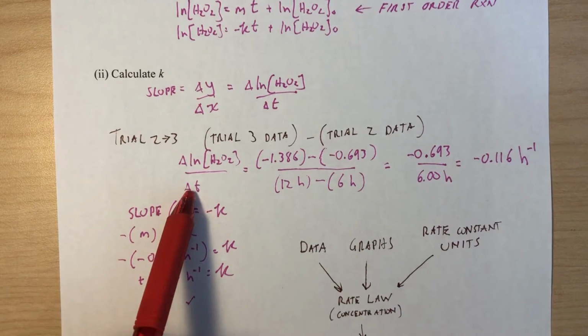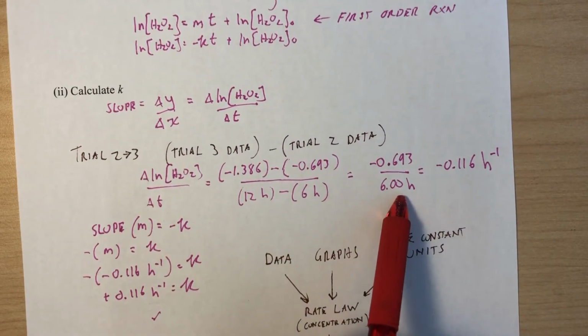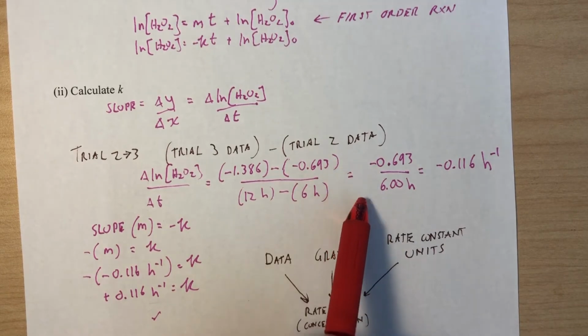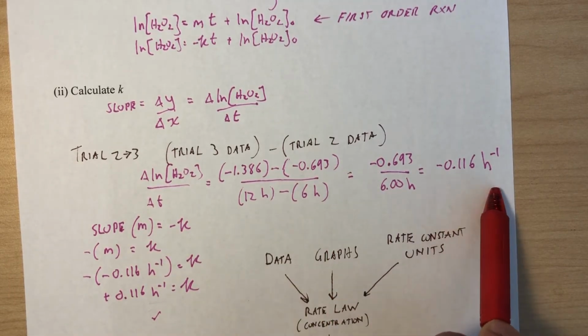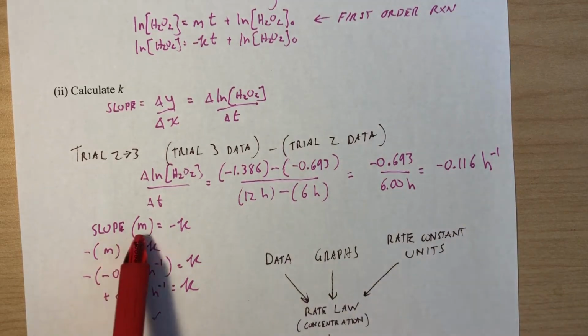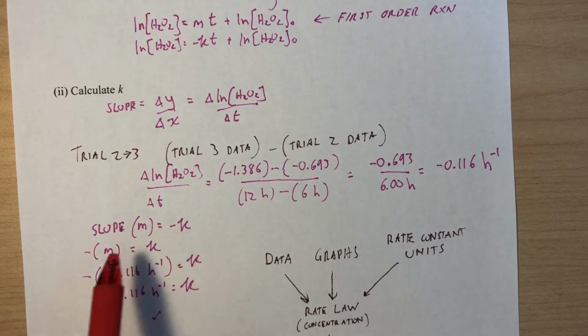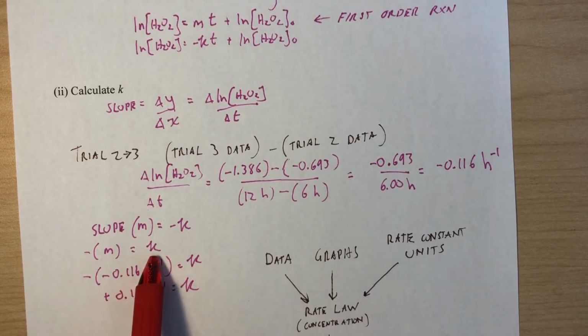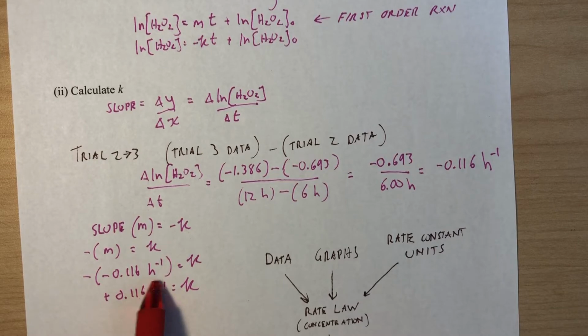Each interval is over 6 hours, so we take 12 hours minus 6 hours, we get 6 hours, and we get negative 0.693 divided by 6 hours is negative 0.116 inverse hours. Our slope m is equal to negative k. If we divide both sides by negative 1, we get a negative m that is equal to k. Our m slope is negative 0.116 inverse h that we just calculated.